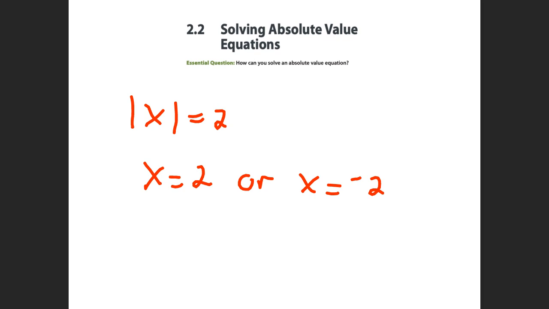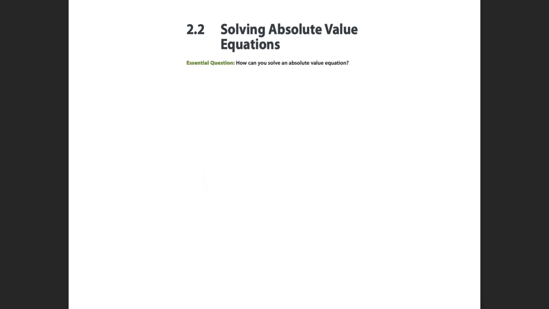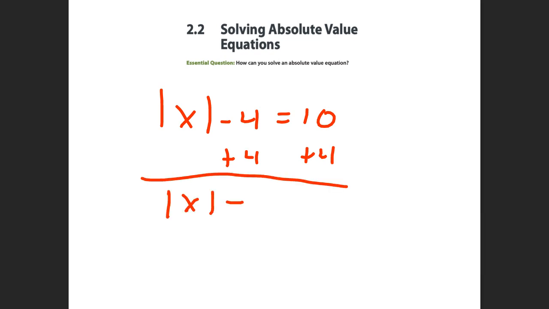So let's try a different problem. Let's try a harder one. So let's say I gave you something like the absolute value of x minus 4 is equal to 10. Well, now the absolute value is not all by itself. There's a 4 on this side. So I'm going to add 4 to both sides, just like I would solve any equation. And I'd end up with the absolute value of x is equal to 14. Now the absolute value symbol is by itself, so now I can rewrite it as x equals 14 or x equals -14. Pretty simple, right?